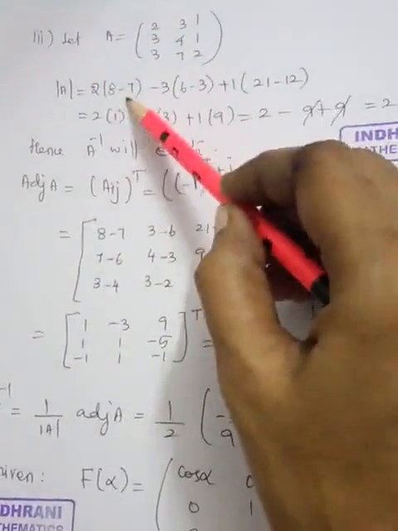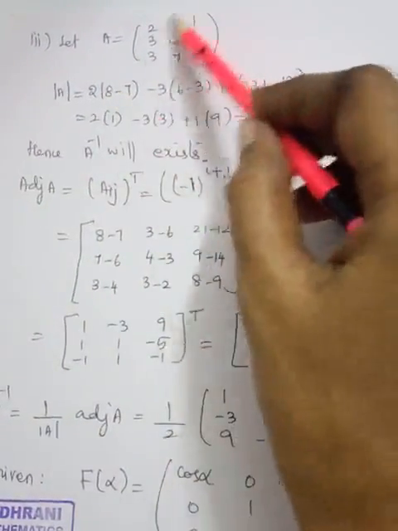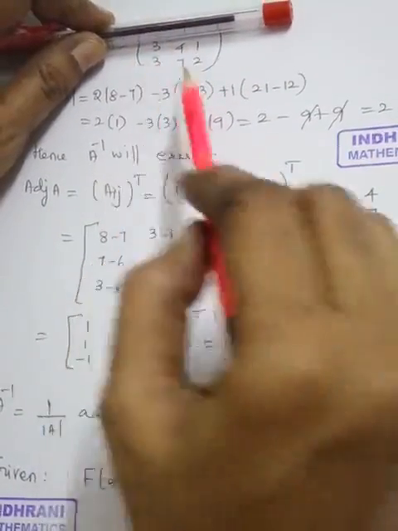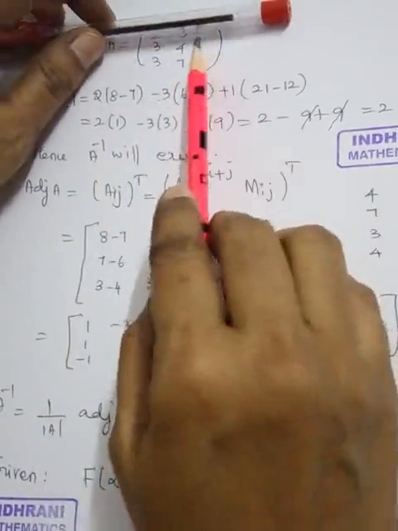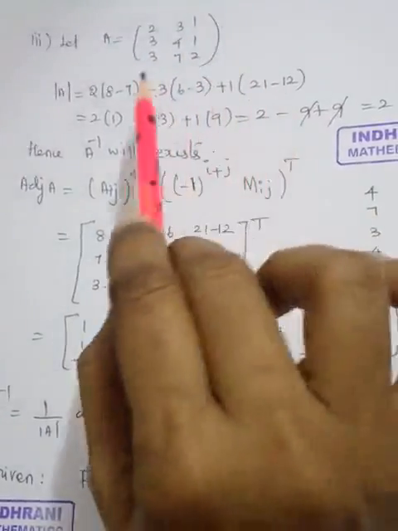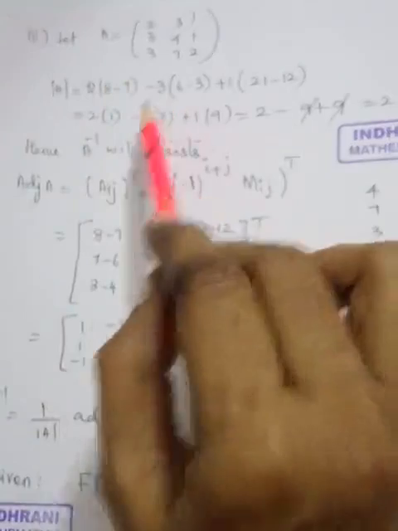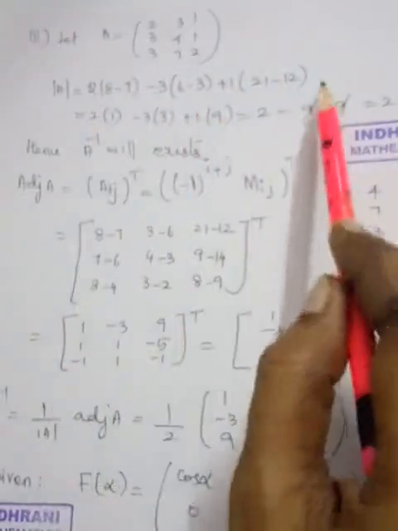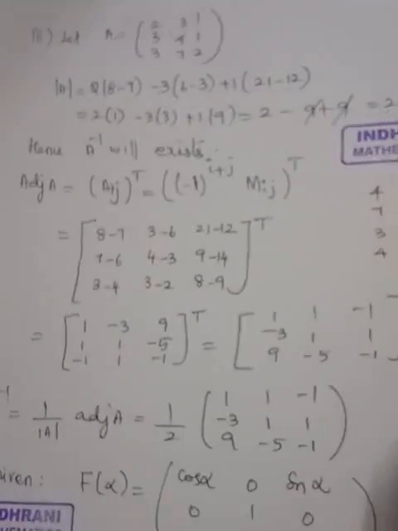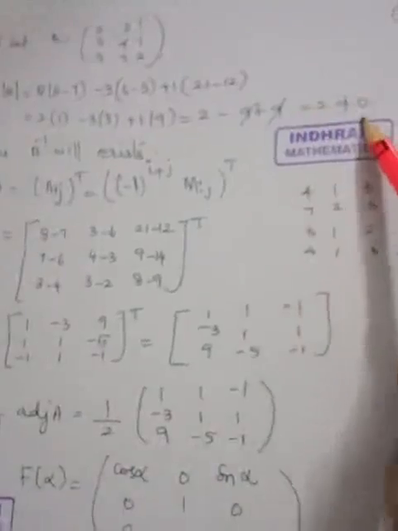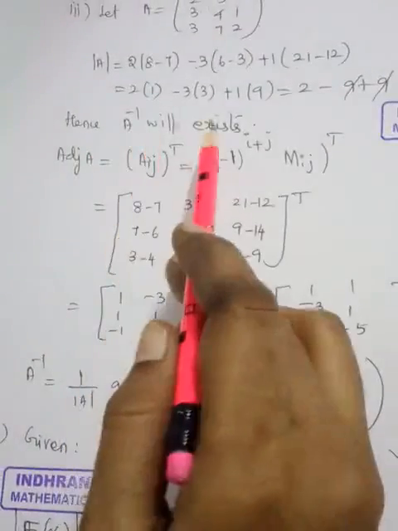So 8 minus 7. Then going to the next, you will get minus 3 into the corresponding row and column deleted, you will get 6 minus 3. Then plus 1 into the corresponding row and column deleted, 3 into 7 is 21, minus 4 into 3 is 12. So 2 into 1, minus 3 into 3, plus 1 into 9. So 2 minus 9 plus 9, minus 9 plus 9 get cancelled, equal to 2, which is not equal to 0. So determinant A is equal to 2, not equal to 0, then only A inverse will exist. So there we have to write, hence A inverse will exist.